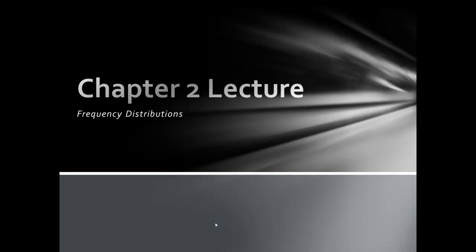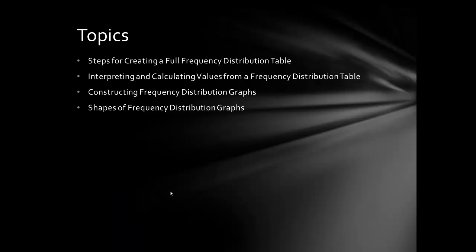So this lecture will cover the simplest way to describe data, which is by using frequency distributions. And with frequency distributions, you simply count the number of each score or response, or participants within each category, to determine the proportion of participants that have each different score or response or in each category. So today I'm going to tell you guys about the steps for creating a full frequency distribution table.